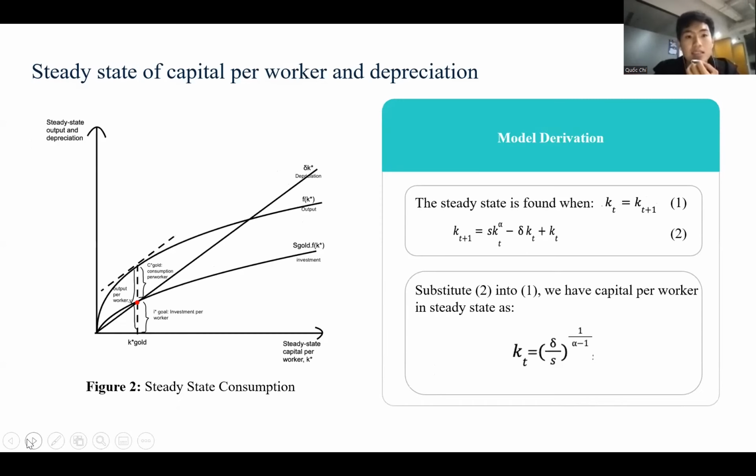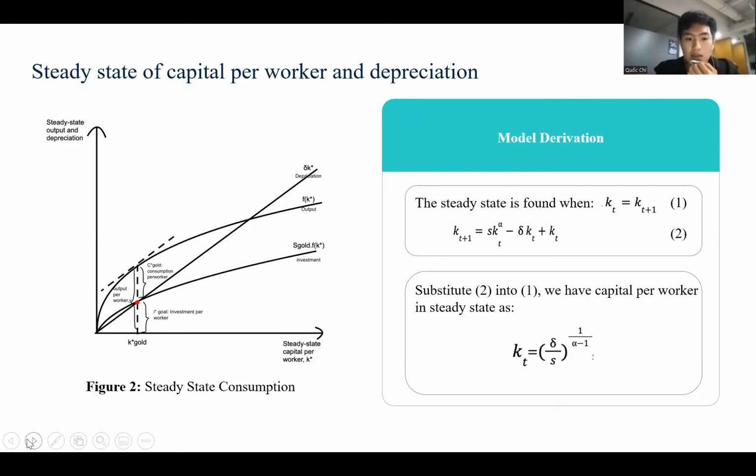Next slide, please. So in economics, the steady state is the equilibrium between capital per worker and depreciation. This can be found when K_t equals K_{t+1}, with t as discrete time. It means that at the steady state, capital per worker at time t equals capital per worker at time t+1. And in the graph, we can see the red line, the intersection between the depreciation curve and investment curve, is at the steady state.